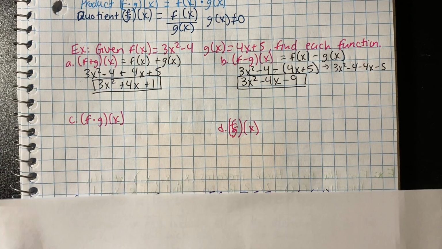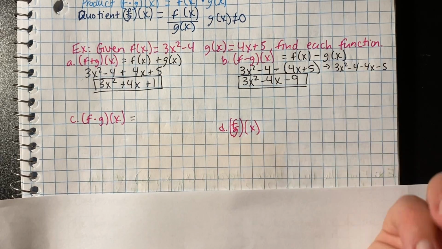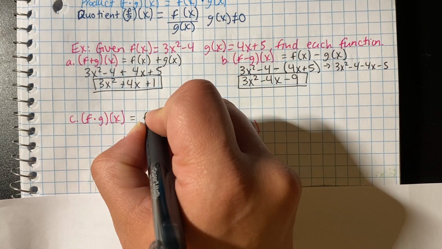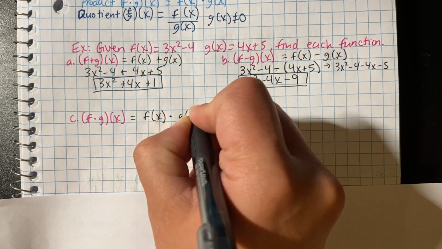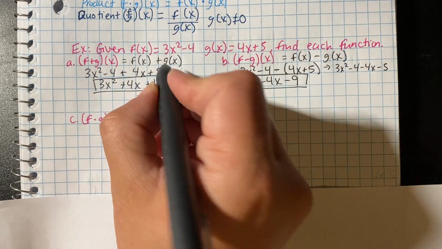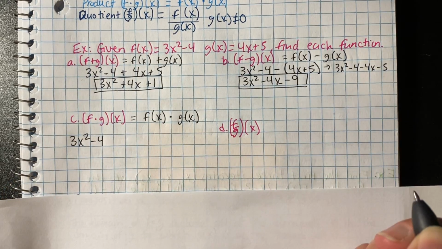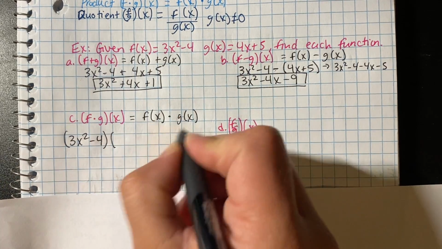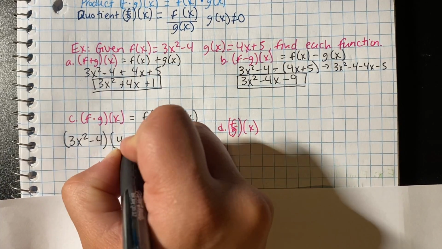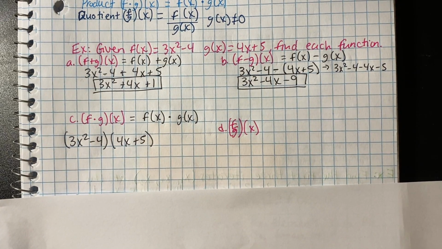All right. Next one. Oh, I wrote them on different lines. F of x times g of x. So I'm going to take my f of x, 3x squared minus 4, and I'm going to multiply that whole thing by g of x, 4x plus 5. Okay, so fun foiling ahead of us.